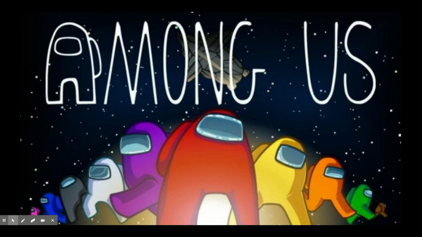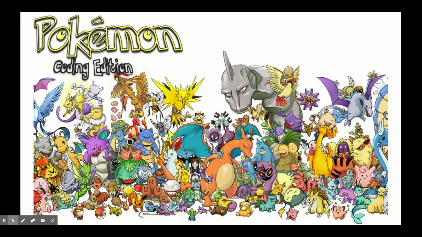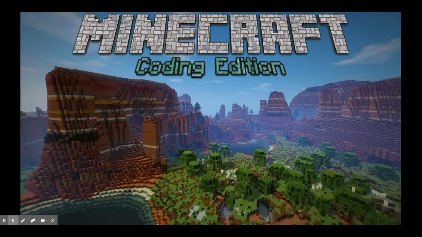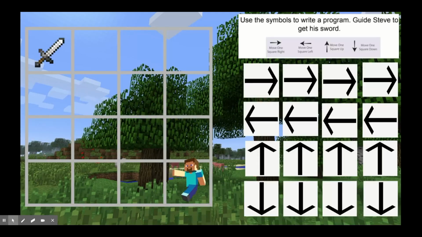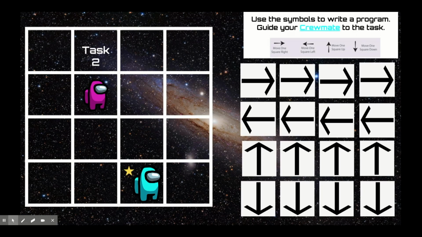in a semi-unplugged way using Google Slides. We created these themed coding experiences that were relevant to students in slide deck form. So we've got Among Us, Pokemon, Minecraft, and even Pac-Man. So let's go back to the Among Us one.